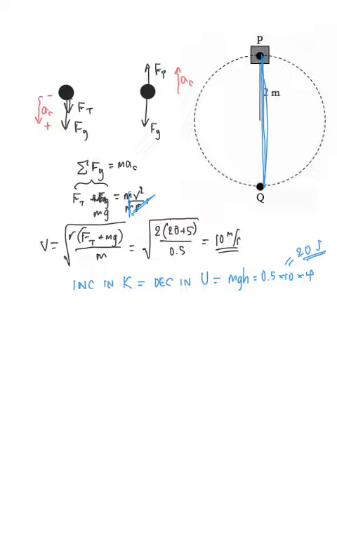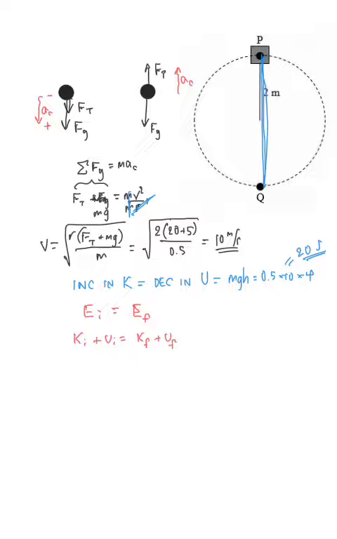Part D, let's calculate the tension in the string as the object passes through point Q, the lowest point on the circle. So let's set up conservation of energy to figure out what the actual speed is at that point. The initial mechanical energy is equal to the final mechanical energy. So we'll say Ki plus Ui is equal to Kf plus Uf.